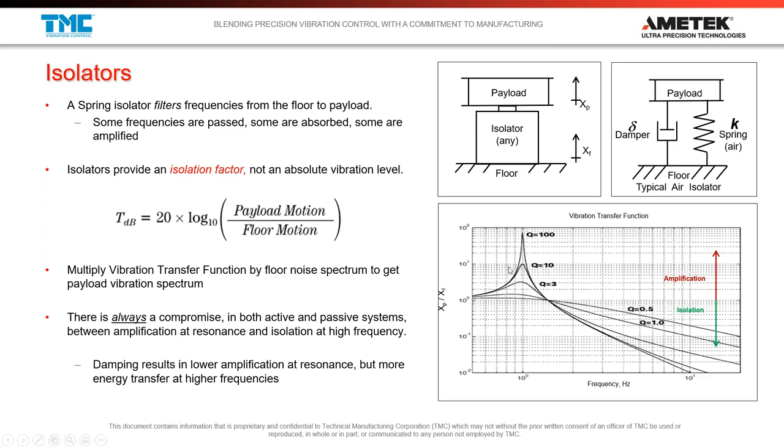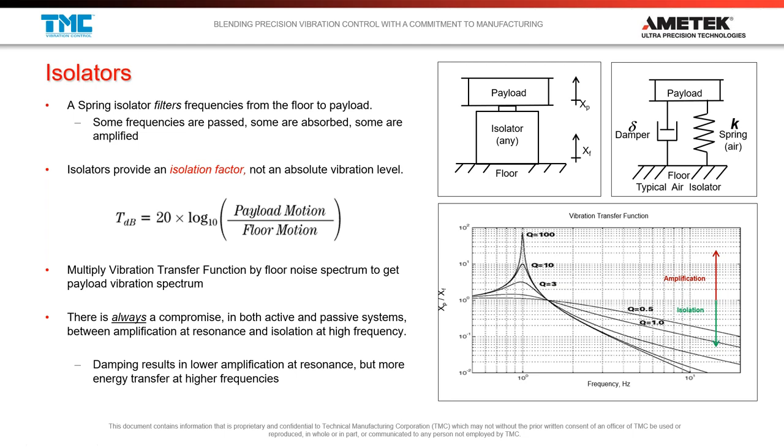And if you leave that system undamped, you're going to have a very, very high resonance, but you're going to see a roll off of isolation that's very quick at higher frequencies. When you decrease that damping factor, Q, you put some sort of resistance into the system to try to damp out the resonance.